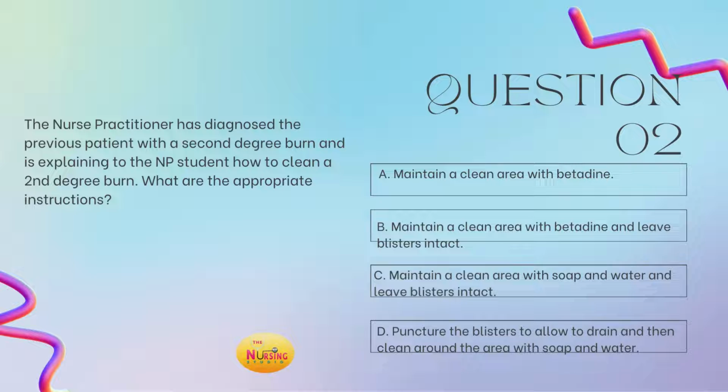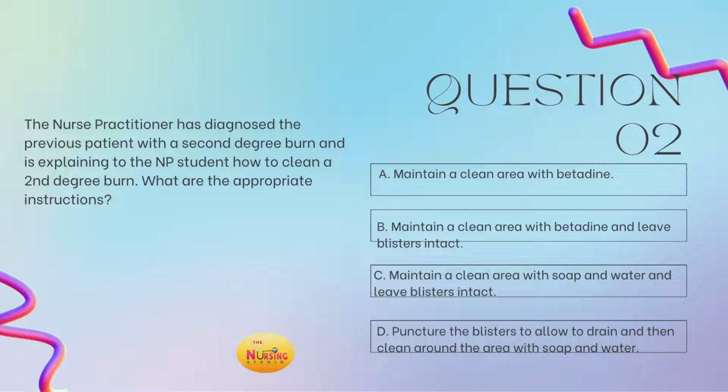Question number two states the nurse practitioner has diagnosed the previous patient with a second degree burn and is explaining to the NP student how to clean a second degree burn. What are the appropriate instructions? Let me start over. The nurse practitioner has diagnosed the previous patient with a second degree burn and is explaining to the NP student how to clean a second degree burn. What are the appropriate instructions?